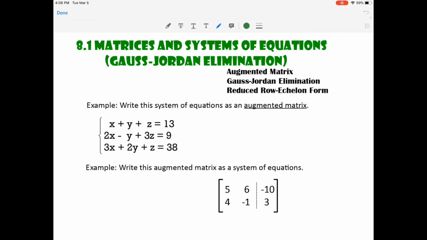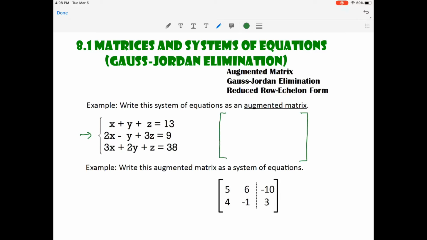The lesson today is about solving systems, and we're going to use our matrices in order to solve the system. So step one is writing something called an augmented matrix. So let's say we have this system right here. We're going to make a matrix out of that.